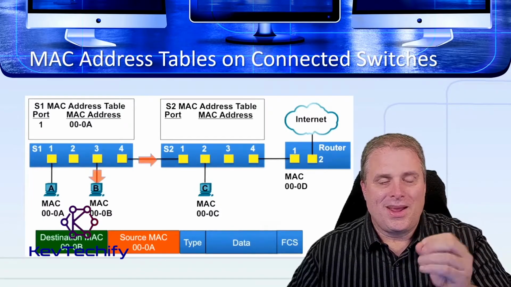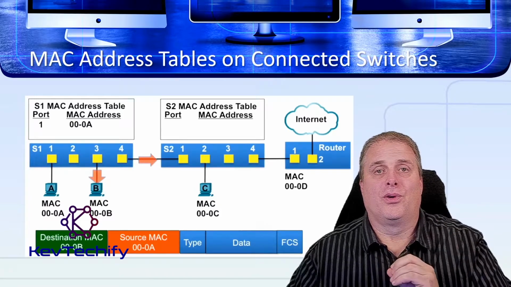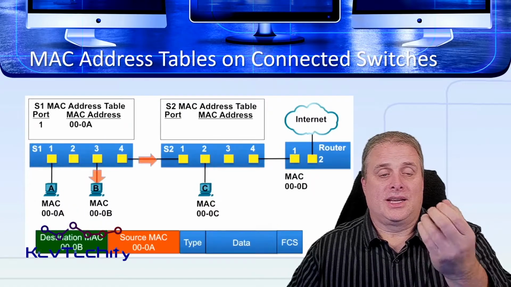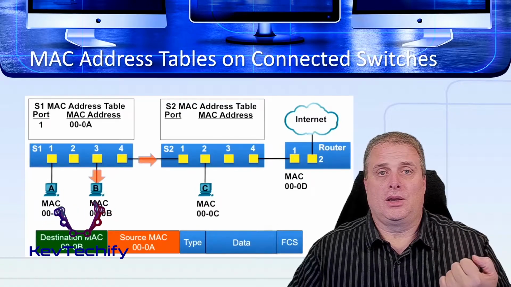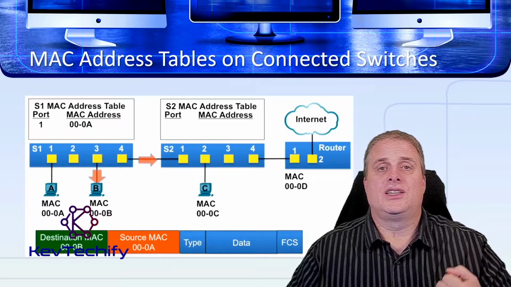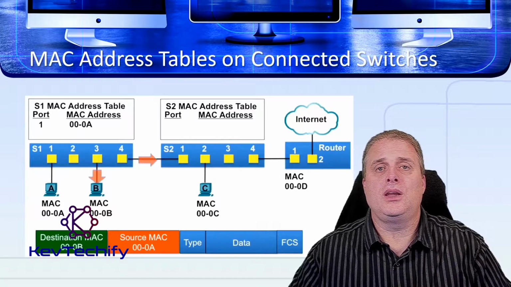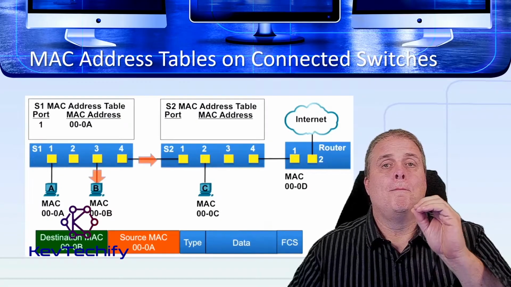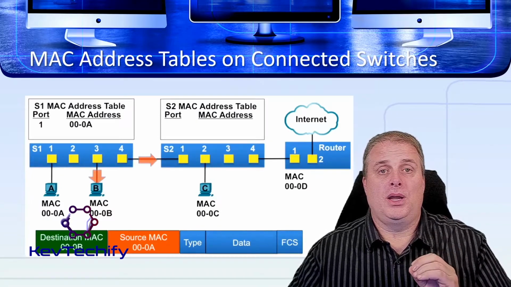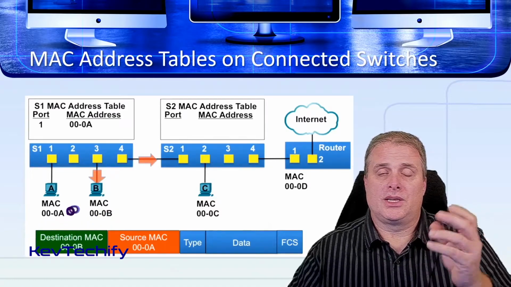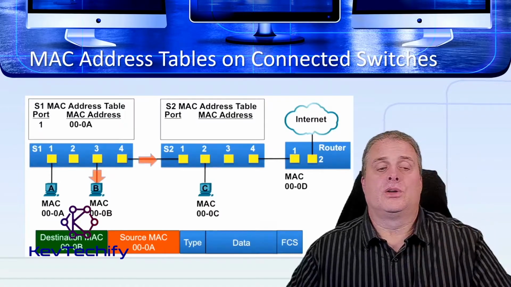The frame gets forwarded out ports 3 and 4. When it gets forwarded out of port 3, it's sent down the media to PCB. PCB then looks at the destination MAC address. Destination MAC address is 00B. PCB's MAC address is 00B. It is destined for PCB. PCB accepts it in and starts processing it up the OSI model.